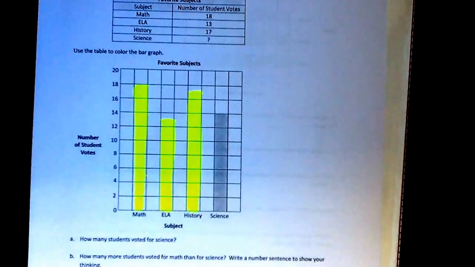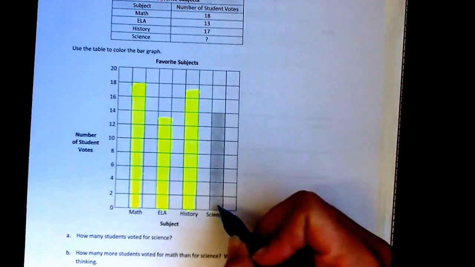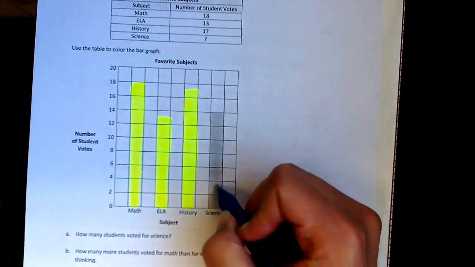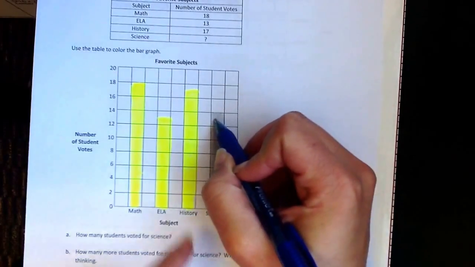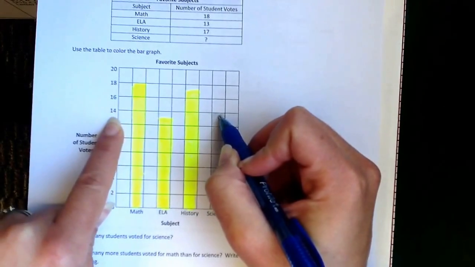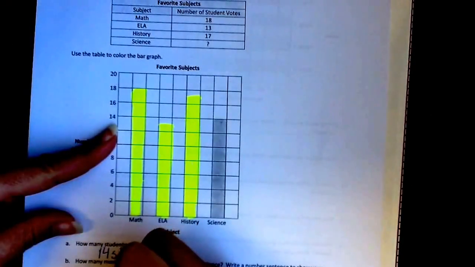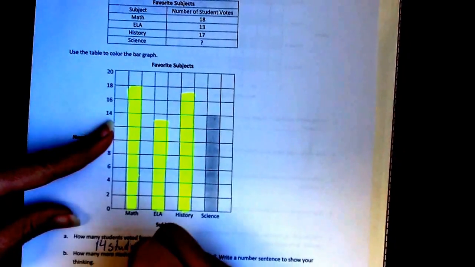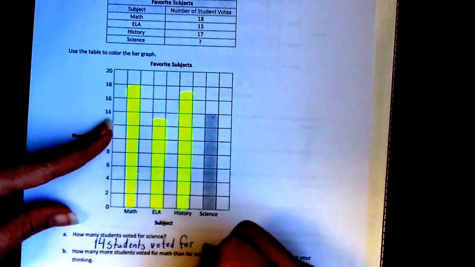If we look down here for 2A, it says how many students voted for science. Well, let's count. 2, 4, 6, 8, 10, 12, 14. If I follow the top of their line all the way across, did I get to 14? I did. So 14 students voted for science.